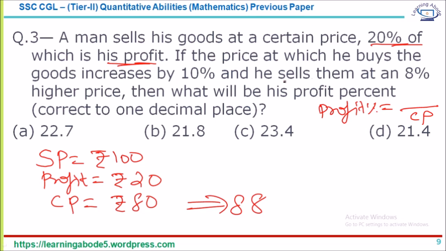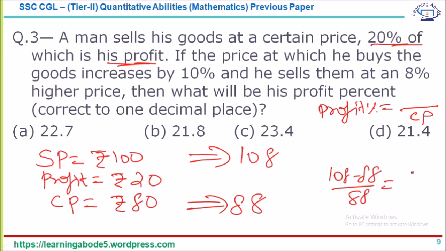and he sells the item at 8% higher. Okay, so 100 rupees, if he sells at 8% higher, it is 108. Then what will be his profit percentage? So 108 minus 88 upon 88, the difference will be 20 by 88. That would be like 5 by 22 into 100. Okay, so that's approximately 22.7, because 22 into 22 is 484.